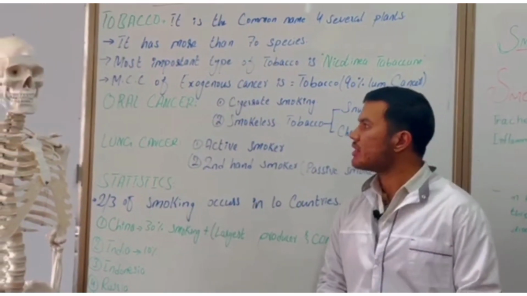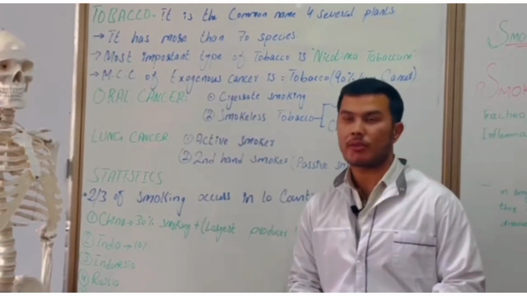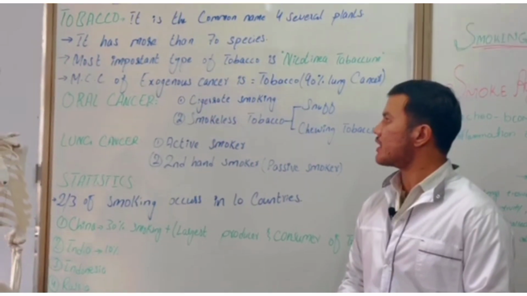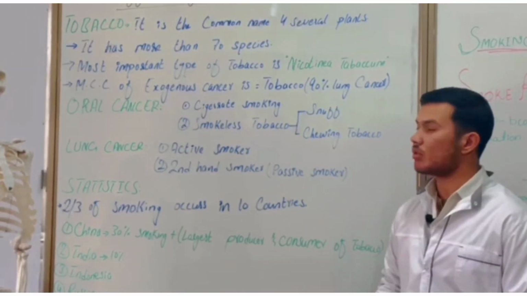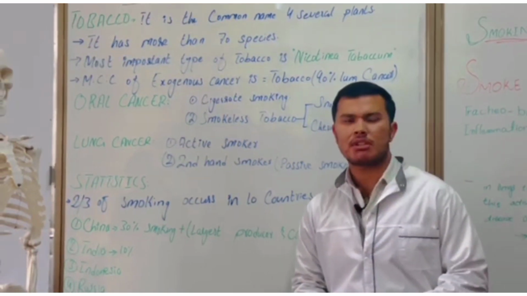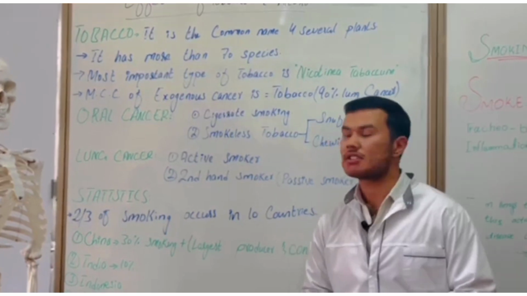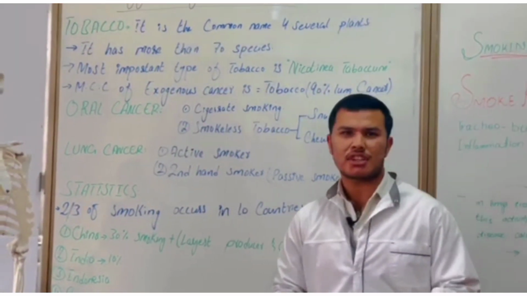And if we talk about oral cancers, they are also caused due to tobacco. Basically, in oral cancers we have two things. The first one is cigarette smoking and the second one is smokeless tobacco. Smokeless tobacco, for example, we have snuff, which we call naswar in our language, and the second one is chewing tobacco. It is also a type of tobacco.